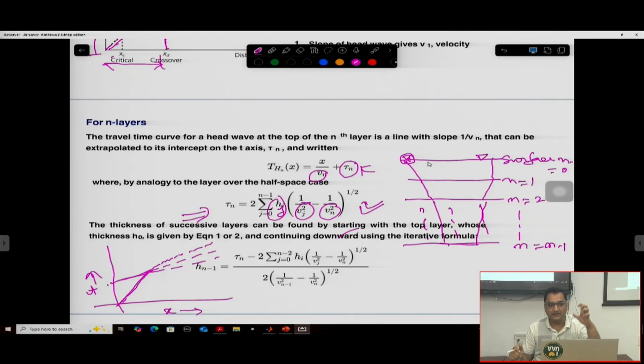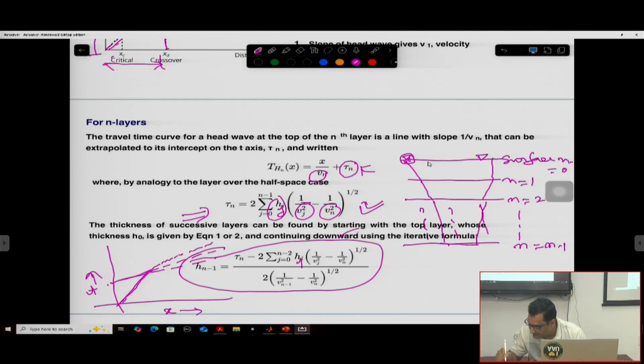So recursively you will have to solve it, and when you solve it recursively, the formula for the thickness of each layer will come out to be like this. You can incorporate your j values into this formula, this should be j, and then you can get the values of thickness.